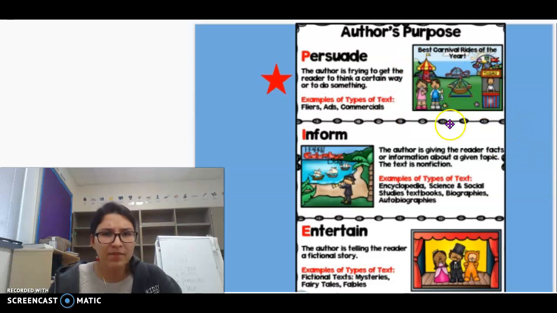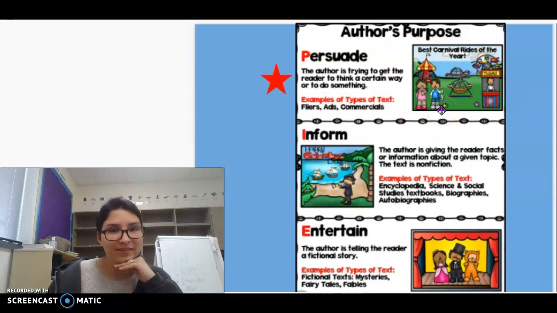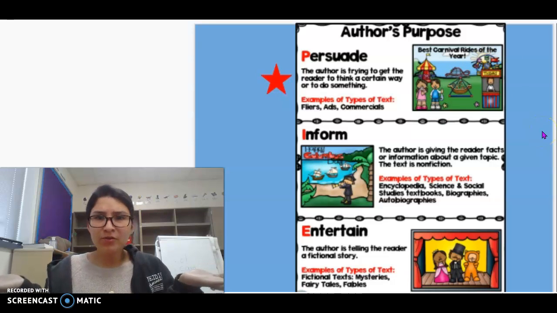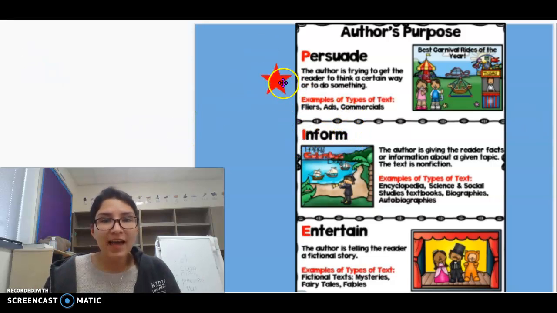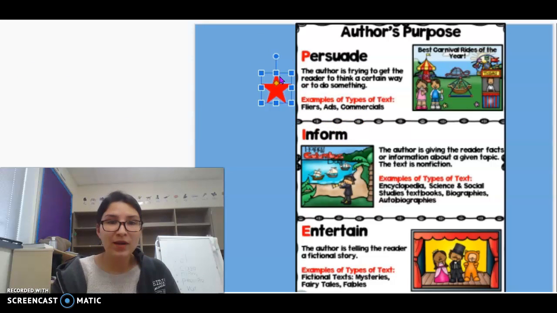Let's think about that. Is the person who created this trying to convince you of something, trying to get you to do something? Yes, they're trying to get you to go to the carnival. How are they trying to get you to do that? They're saying Best Carnival Rides of the Year, right? What if you go on those rides and you're like, those aren't the best rides? Well, they're just trying to convince you. They're trying to persuade you. Okay, so that's what flyers, ads, and commercials usually do. They try to persuade the audience or the reader.